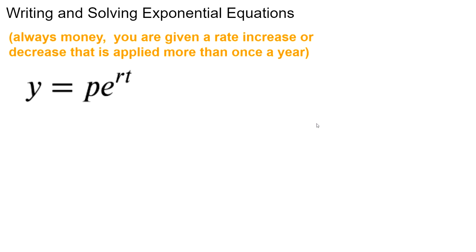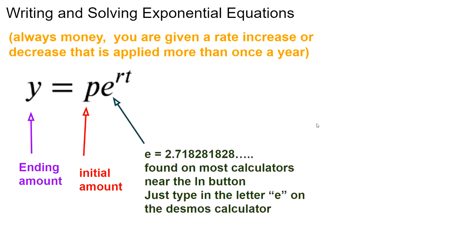The other one, it starts off with y. That's the ending amount. Instead of having A for our beginning amount, we're going to use p. It stands for principal. But this first letter is going to be our beginning amount. E, it's a number. It's like pi. It's an irrational number. It's found on most calculators next to the ln button. Or if you're using Desmos, if you just type the letter E, that's the number that's going to come up. You don't got to worry too much about it.